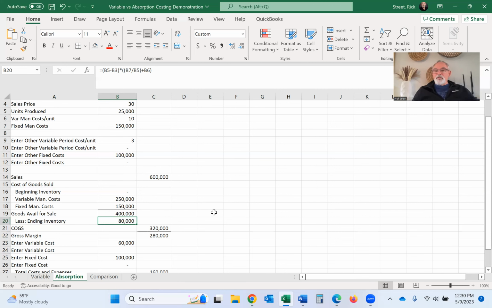And that's what is being carried in the inventory. So our other ending inventory was 50,000. Now it's 80,000. That's because we have some extra fixed costs up there in that big ball sitting in finished goods. Gives us cost of goods sold of 320,000 with a gross margin. Notice we call it a gross margin now and not a contribution margin because it's more like a gross profit.